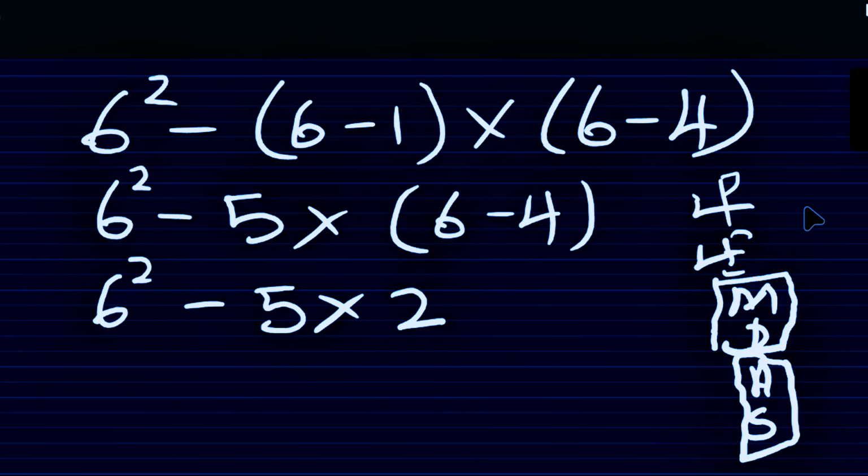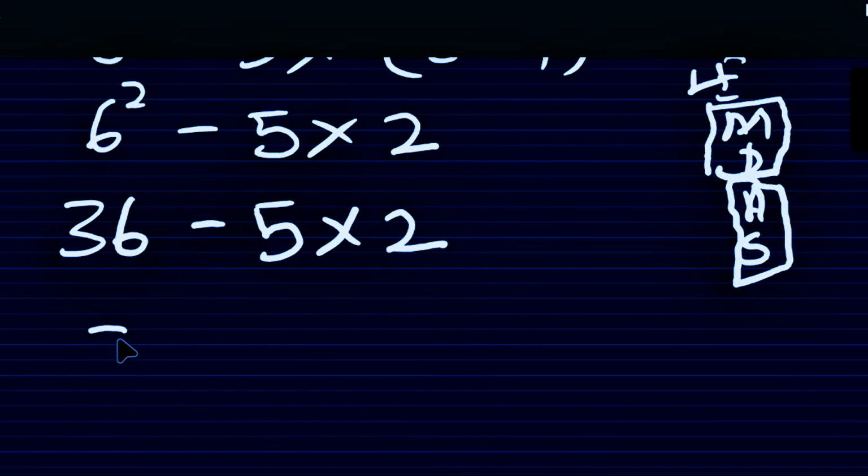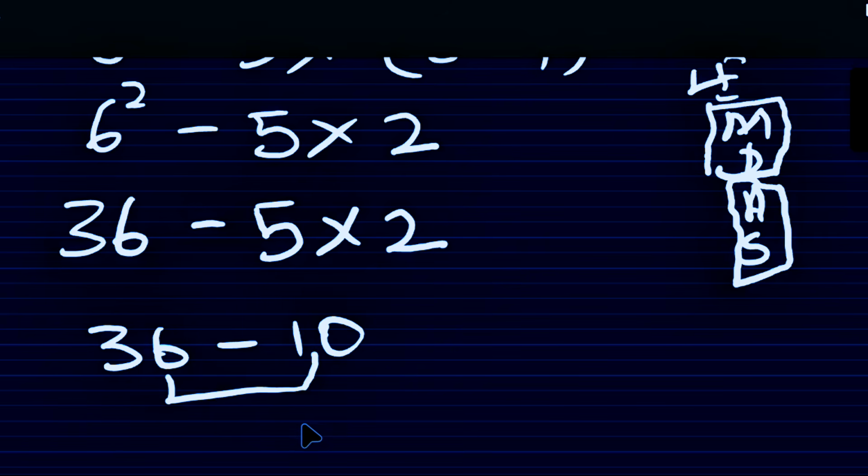So the next thing in the order of operation is exponent. So we have 6 squared, which is 6 times 6, and that is 36, minus 5 times 2. So from here, we are going to have 36 minus, because multiplication is of high priority to subtraction. So we have 5 times 2, and that is 10. Okay, 36 minus 10 will give us 26 as the right answer.